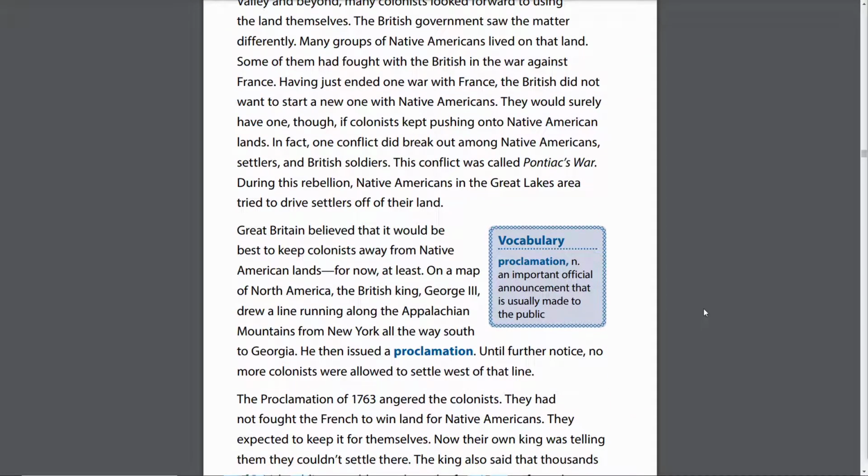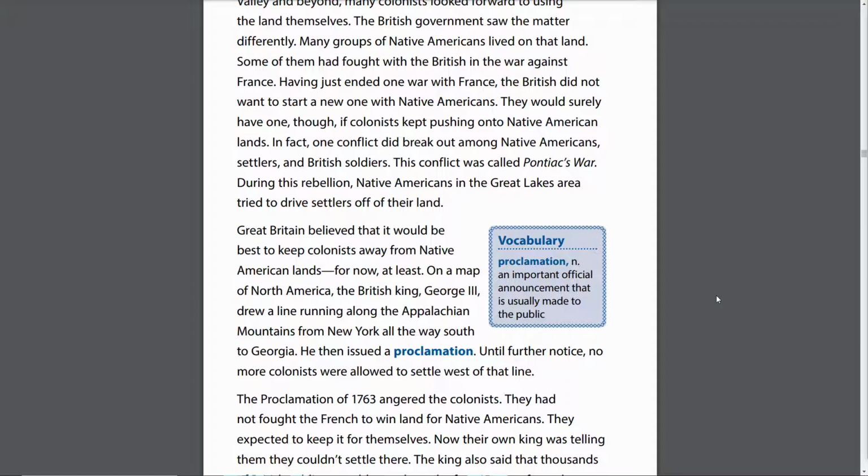Great Britain believed that it would be best to keep colonists away from Native American lands, for now, at least. On a map of North America, the British King George III drew a line running along the Appalachian Mountains from New York all the way south to Georgia. He then issued a proclamation. All right, what is a proclamation? A proclamation is an important official announcement that is usually made to the public.